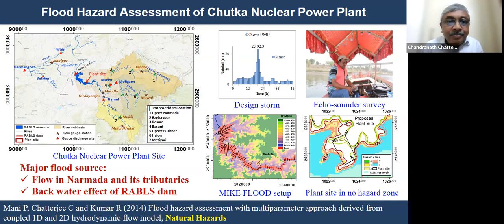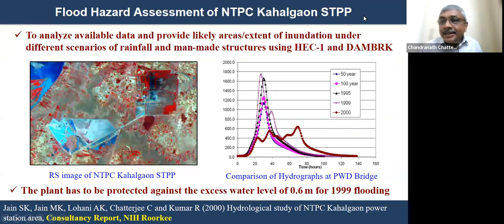But if you see another study, which is for the Kahalgaon Super Thermal Power Plant, this is the flood hazard assessment for the NTPC Kahalgaon Super Thermal Power Plant. Here in this image, you can see the power plant and the fly ash dike. For such power plants, no flood risk assessment studies are done prior to construction of the plants. It is only if the plant suffers from floods that these studies are done. So one such study was taken up by us.